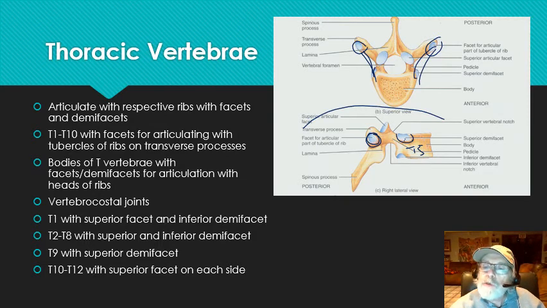What happens is we also have a smaller inferior demifacet on the bottom, and that would be where the upper portion of the head of the sixth rib would attach right there.